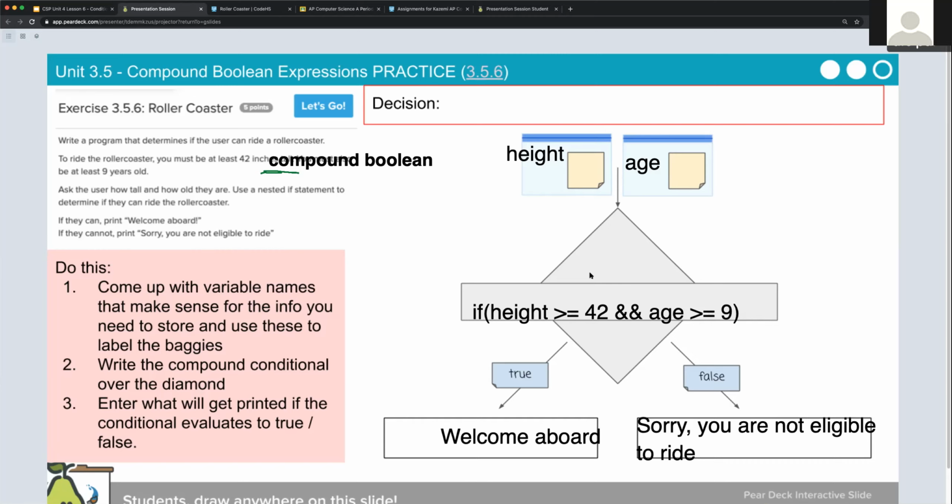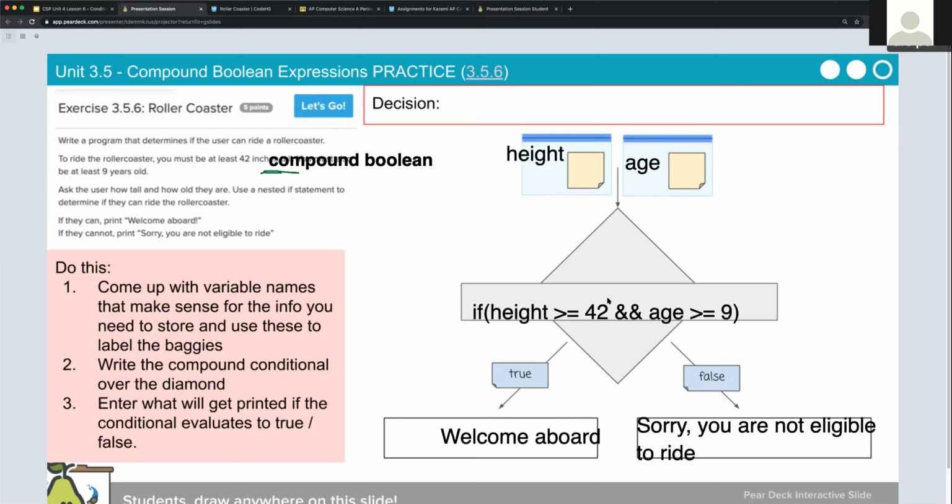Great. Awesome. And then down here for the compound conditional, they came up with that the height has to be greater than or equal to 42. That's the same thing as at least 42 inches. Great. And the age has to be greater than or equal to 9. So again, they have to be at least 9 years old. So that's the same thing there. Awesome. If this turns out to be true, then they can ride the roller coaster. So what gets printed out is welcome aboard. That's what was written here.